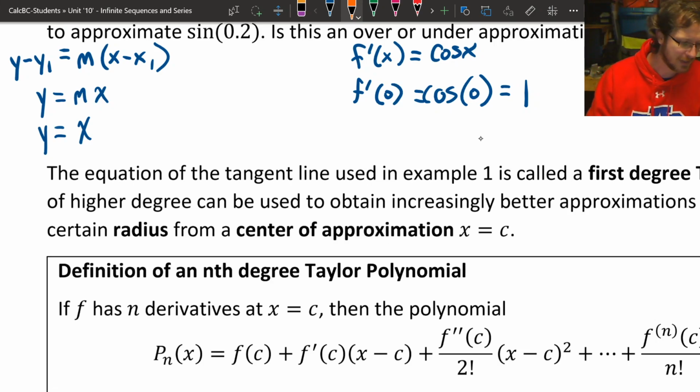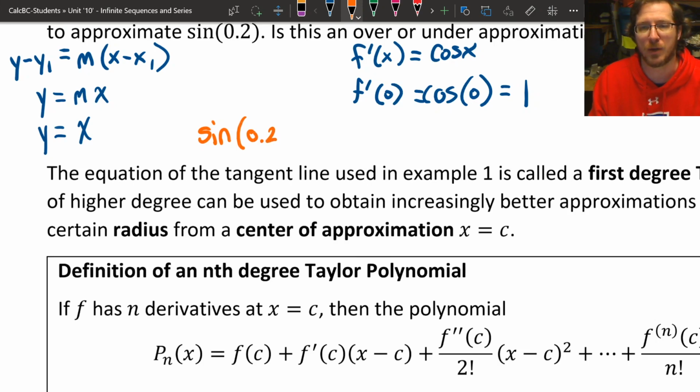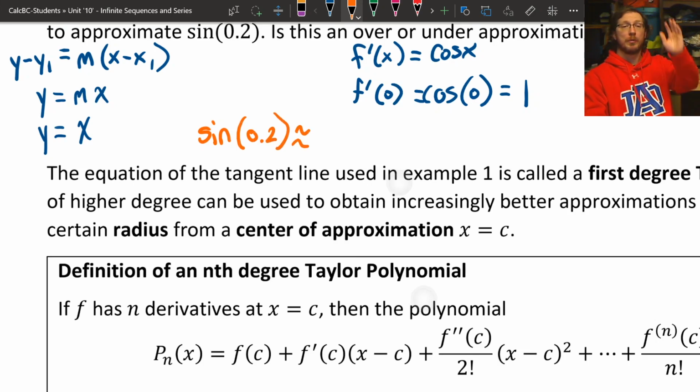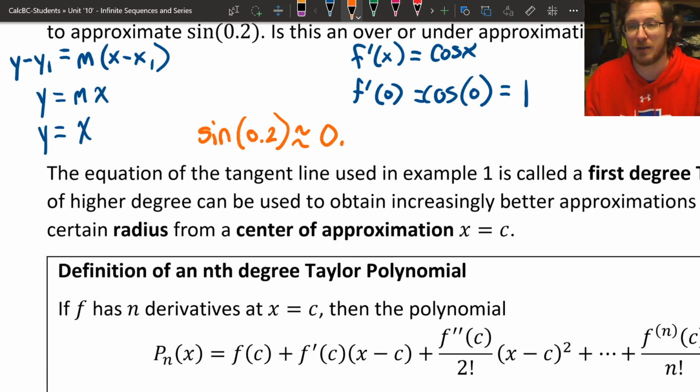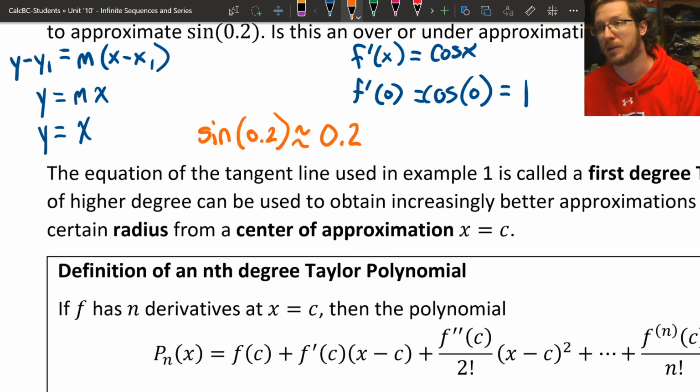We want to approximate sine of 0.2. All right, we're going to use this model to approximate sine of 0.2. If we put 0.2 into our model, well, y is the same as x. It's going to spit that 0.2 right back out at us. All right, so that's our model's approximation. Boom, we got our approximation.